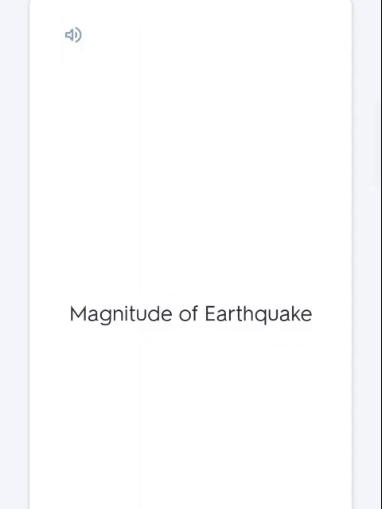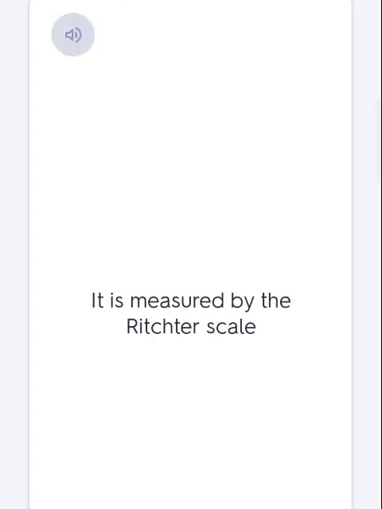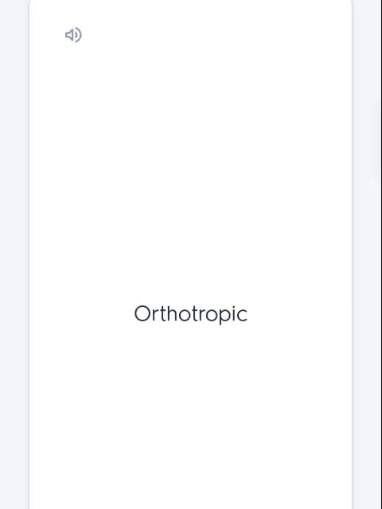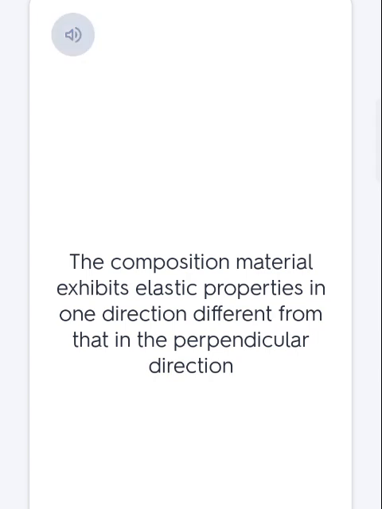Magnitude of earthquake. It is measured by the Richter scale. Orthotropic. The composite material exhibits elastic properties in one direction different from that in the perpendicular direction.